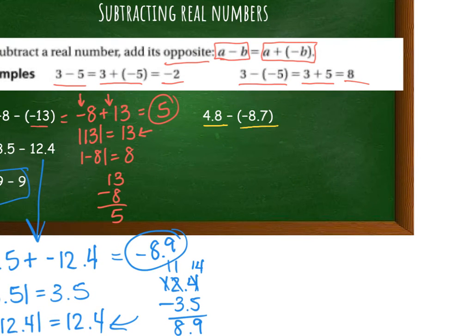4.8 minus a negative 8.7. So let's change this to 4.8 plus. The opposite of negative 8.7 is just positive 8.7. So now we've got a standard addition problem. We don't need to do anything. Okay, so this becomes 15, bring up the 1, and then 8 plus 4 is 12, plus 1 is 13. Bring the decimal down, and we've got 13.5. So our answer is 13.5.